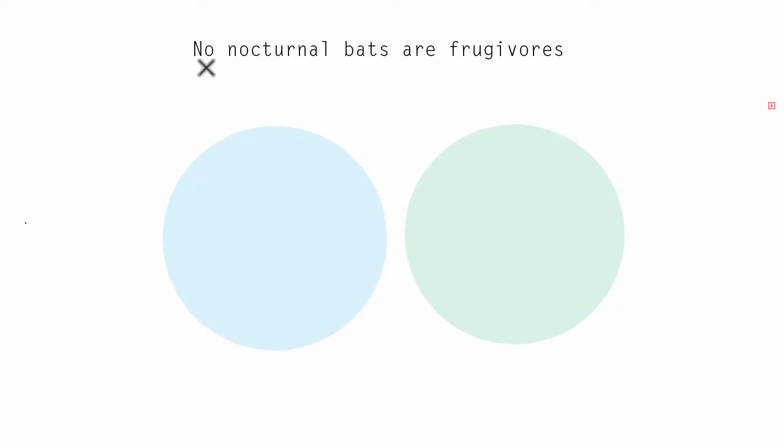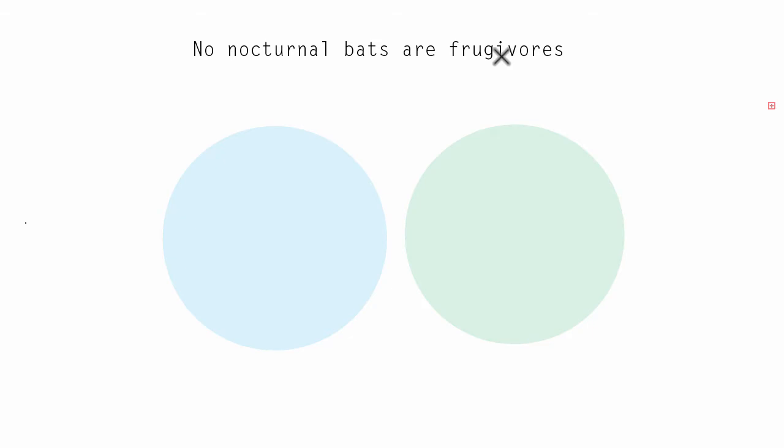Okay, now we arrive at the last type of quantifier statement that we're going to look at, and these are none statements. So an example here is no nocturnal bats are frugivores. And none statements just tell you that there's no overlap between two categories. So no X are Y.